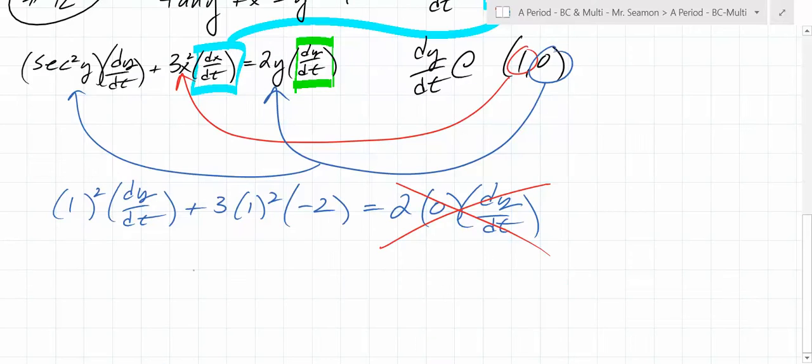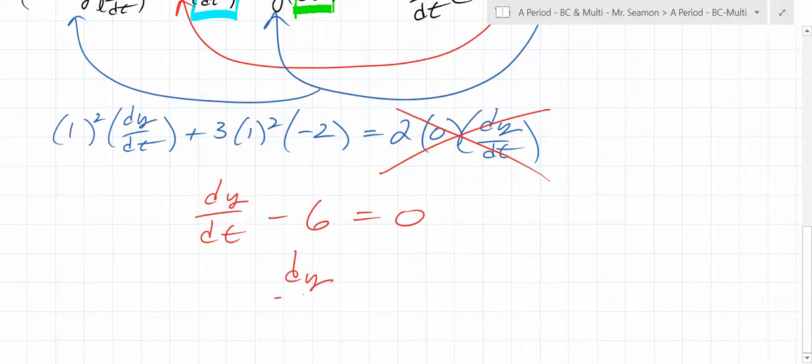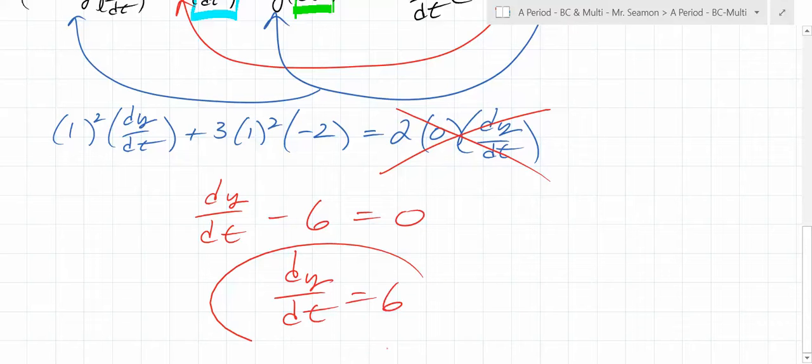So what do you end up with? dy/dt minus 6 equals 0, so dy/dt is equal to? That's kind of cool. I like this one. I love ones where you sense, oh, I'm sensing a clean answer. So nice. Compared to the answers we've been getting, this is like sterile from space.